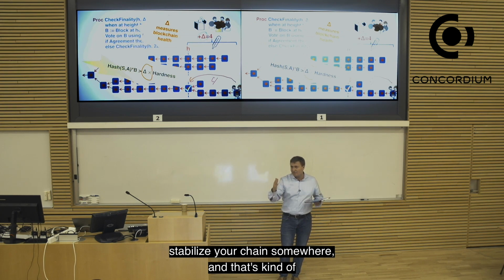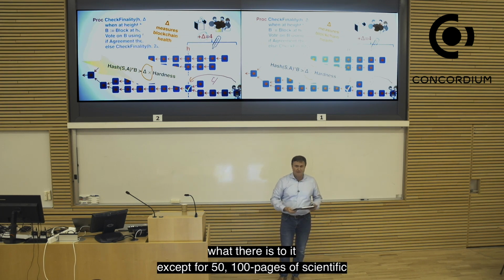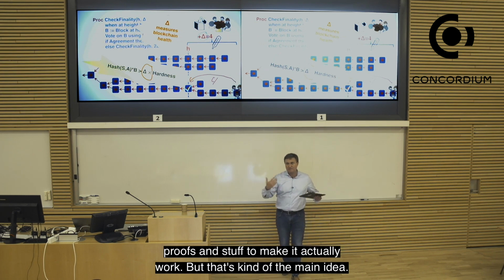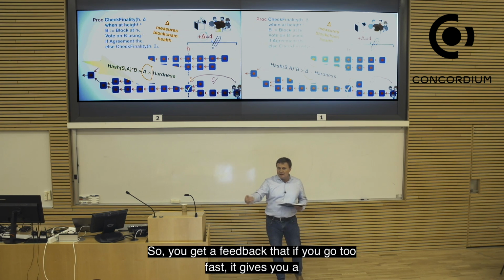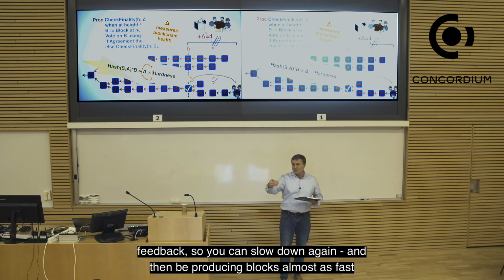And that's kind of what there is to it, except for 50, 100 pages of scientific proofs and stuff to make it actually work. But that's kind of the main idea. So you get a feedback that if you go too fast, it gives you a feedback so you can slow down again.